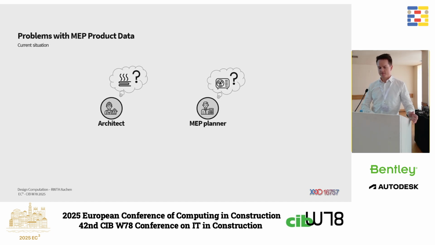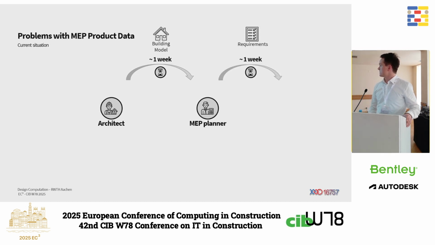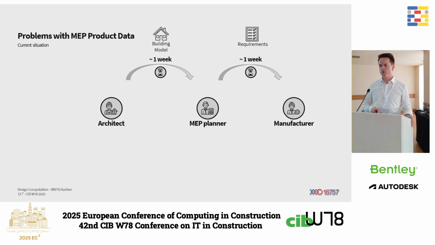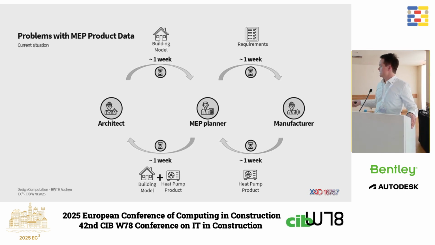So the architect gives the current state of the building model to the MEP planner. Then the MEP planner does some calculations, comes up with a list of requirements, and approaches a heat pump manufacturer with that data. And then the manufacturer makes a proposal for a possible product to use. And then the MEP planner integrates that into their system, passes the information on to the architect. You see, all this takes a lot of time.